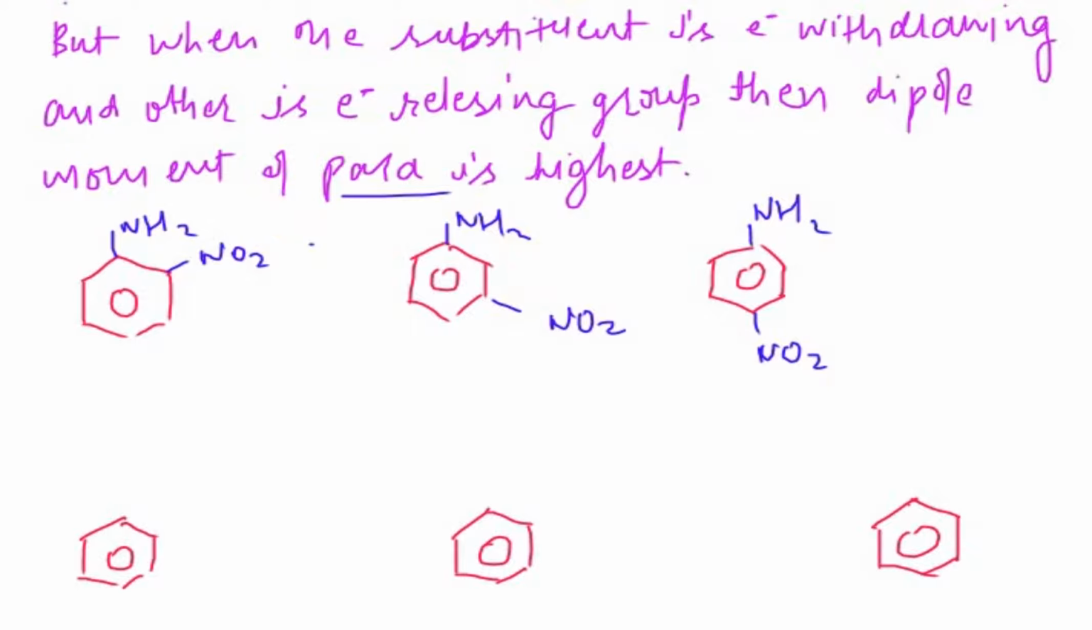We know that NH2 has a para effect. Means where is the direction of the bond here? Actually NH2 is a releasing group and NO2 is the taking group. Here also it is releasing group and here also it is a taking group. So in that case, the para isomer dipole moment is highest. Then if we compare ortho and meta, the maximum is of para, then meta, then ortho.